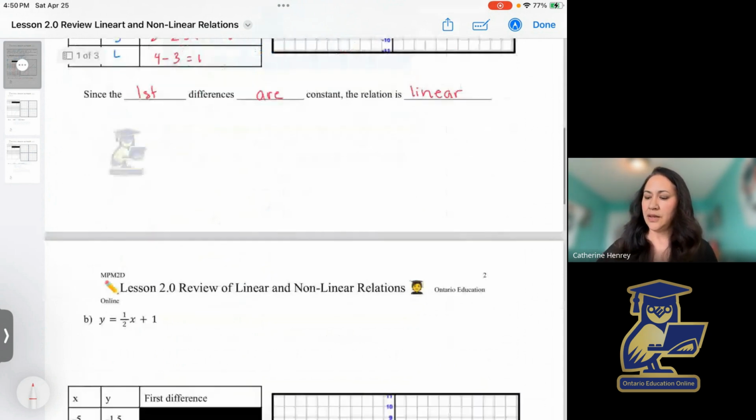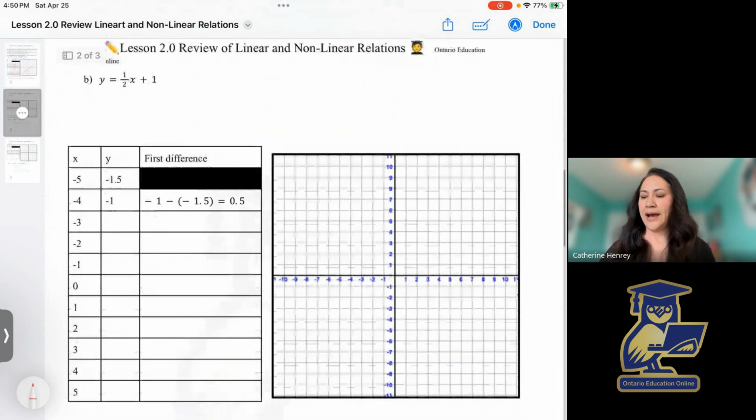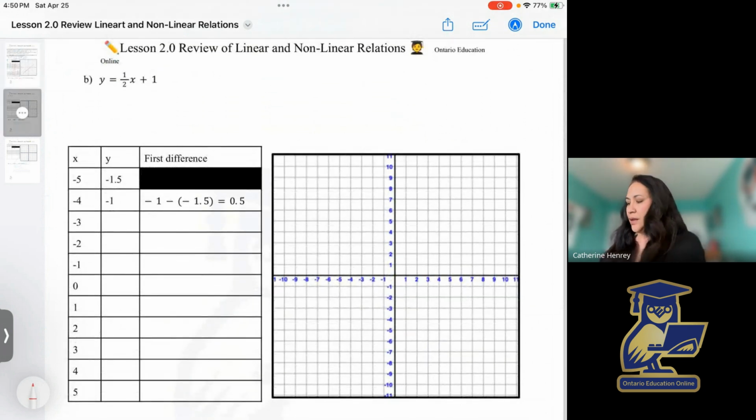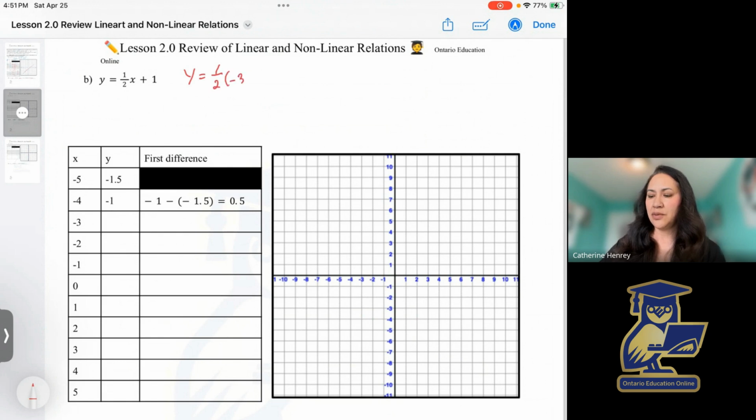We'll do that again with our second example, y equals 1/2 x plus 1. And we're going to go through again here, and we're going to fill out our table of values. And we'll just do a couple of examples and then we'll see our pattern. So again, let's start with -3. y is equal to, we substitute 1/2 times -3 plus 1. y is equal to negative 1.5 plus 1. y is equal to negative 0.5.